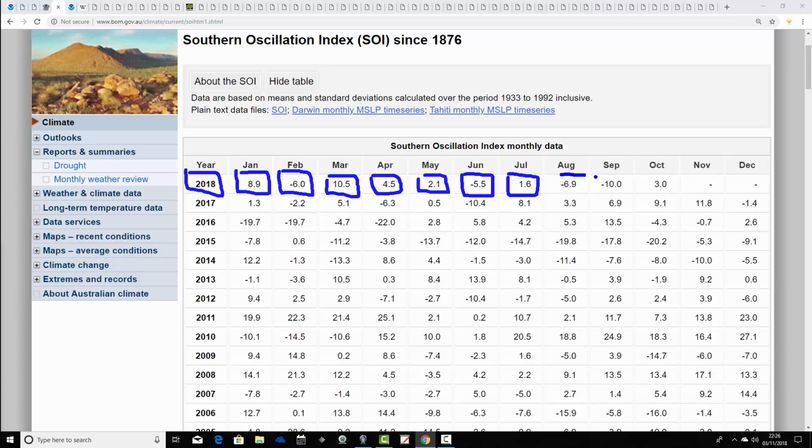Then we get August and September coming along at -6.9 and -10.0, and at that point it did look as though, and this is when the modelling really started going to town with this El Nino, yes, we will probably go into maybe even a moderate El Nino event. But look how October comes out. Its finalised number for October is +3.0.